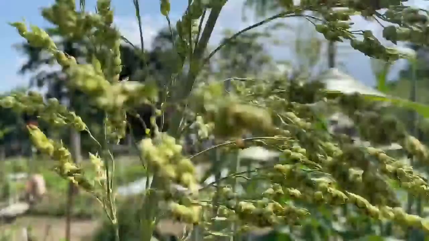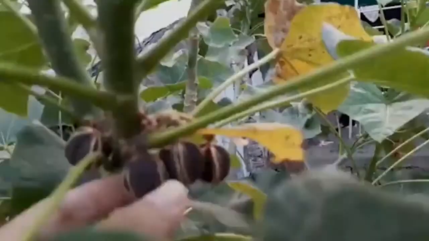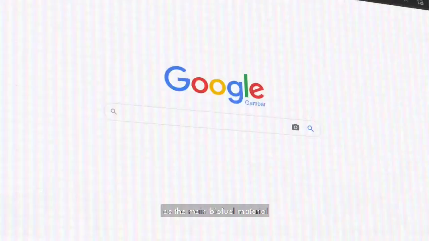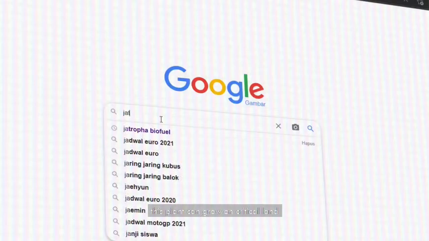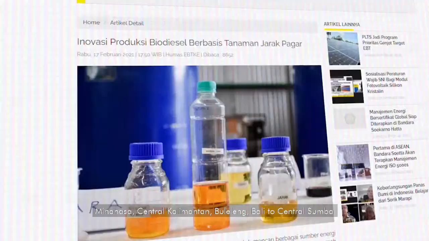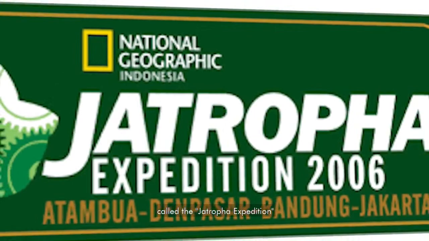Of the various natural resources that exist in Indonesia, jatropha is the most potential plant to be used as the main biofuel material. This plant can grow on critical land and its growth is quite good. It has been cultivated in Cirata West Java, Kupang NTT, Minahasa, Central Kalimantan, Buleleng Bali, to Central Sumba. And jatropha has been supported by the Indonesian government since 2006, called the Jatropha Expedition.